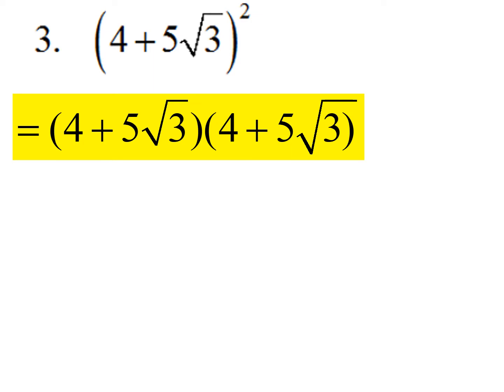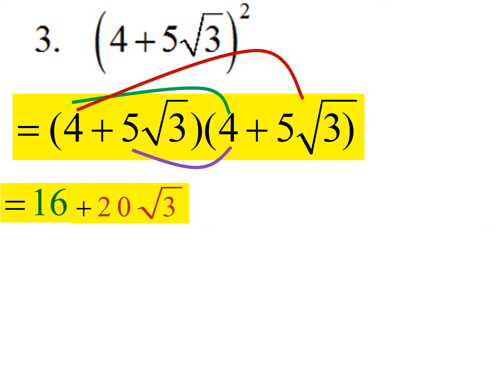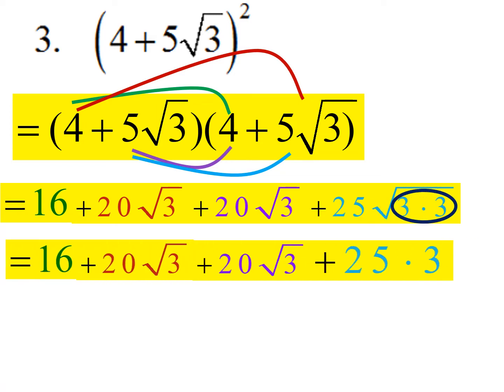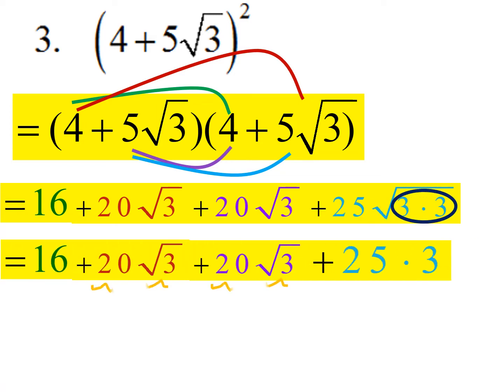Now we're going to distribute. Many of you use the box method, and some of you use FOIL. Once we do this, we can see that our center terms are like terms. We're going to combine the like terms.